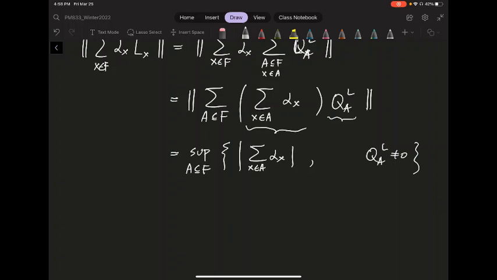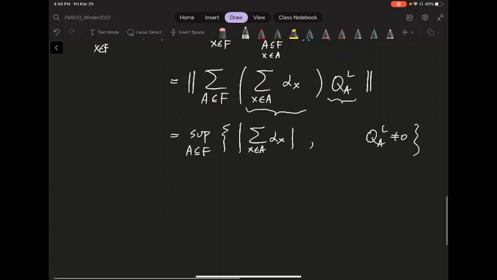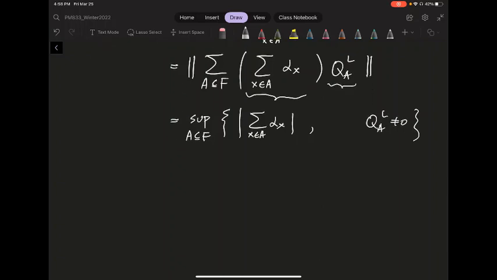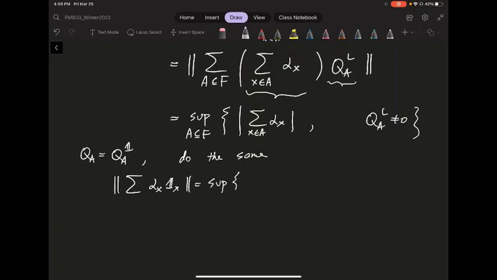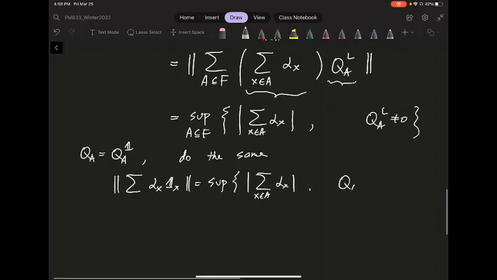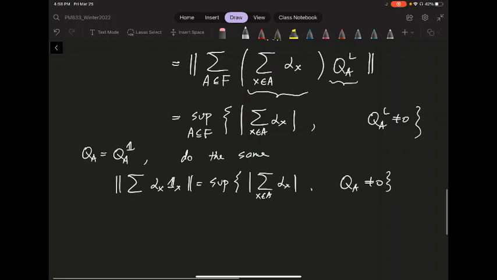You think of it as really just computing the sup norm of an L infinity or a simple function. And you basically do the same thing, okay? So if you let QA be the QA of this constant 1, basically your generator for your diagonal algebra, you can do the same, okay? Do the same, and basically if you take a summation of your alpha x 1x, this is going to be the same sup of summation x inside A alpha x, but basically your QA here, you require QA is non-zero.